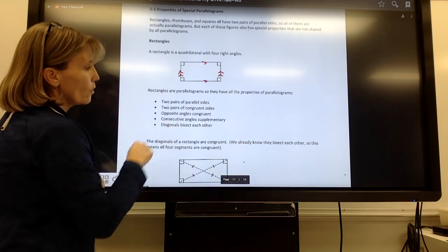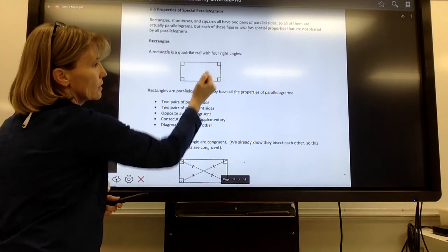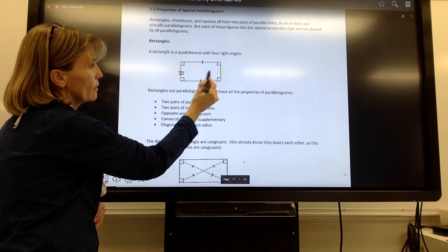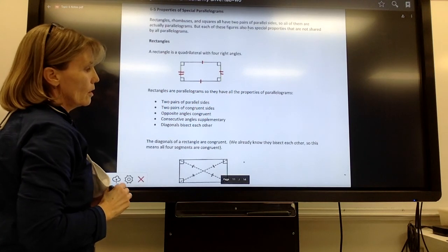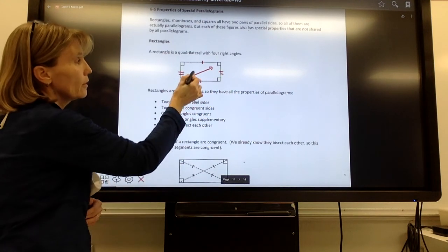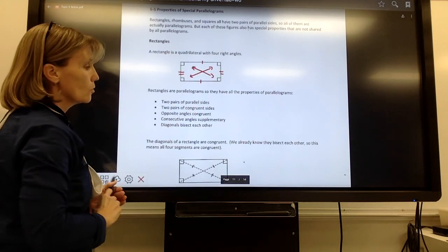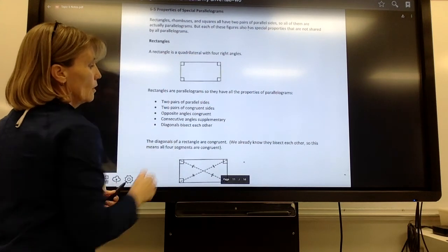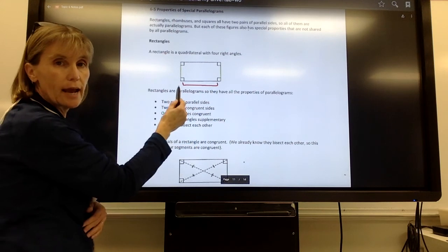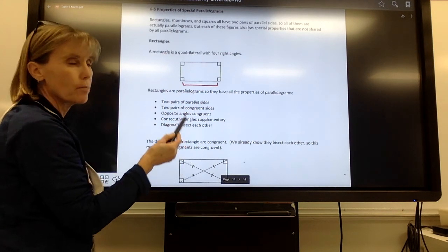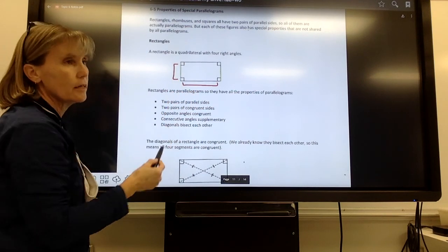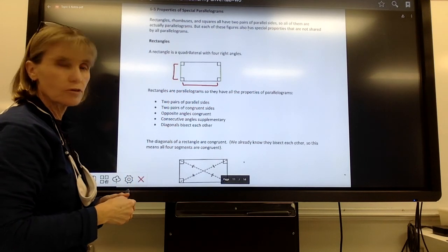We also know that we have 2 pairs of congruent sides. In a rectangle, these sides are congruent to each other, and these sides are congruent to each other. Opposite angles are congruent. We already talked about that. These opposite angles are equal, and these opposite angles are equal. Consecutive angles are supplementary. Since these are both 90 degrees, 90 plus 90 is 180. That makes them supplementary. It goes this way too. These are both 90 degrees, so 90 plus 90 equals 180 degrees, so they're supplementary to each other.